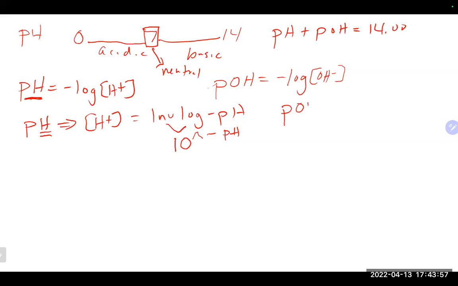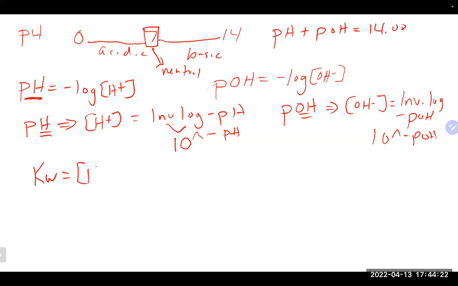With the pOH, you could get the OH minus concentration from it, and it is essentially the exact same calculation. It is the inverse log of the minus pOH. When you hit that on the calculator, it will get you 10 and a caret to the minus pOH. That, in combination with our Kw, where H plus times OH minus is equal to 1 times 10 to the minus 14, gives you a variety of ways to calculate these things.